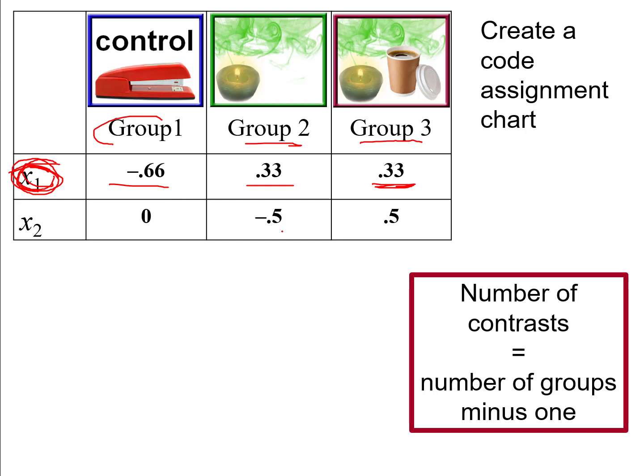But now I'm not just using these zeros and ones. I've got these other numbers, which I'll explain where these are coming from eventually. But what I'm doing is I'm saying if you're in group 1, your score on x1 is negative 0.66. If you're in group 2, your score on x1 is 0.33.